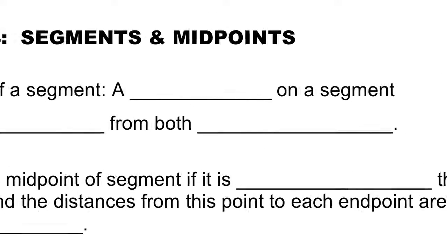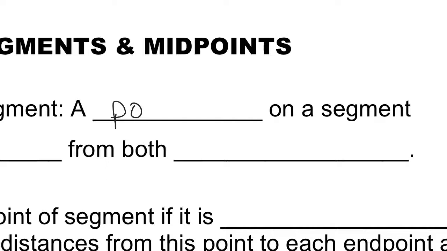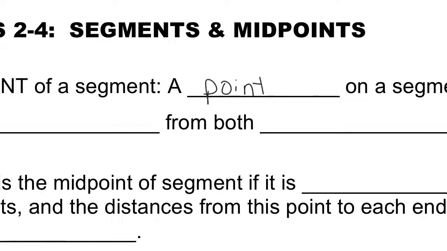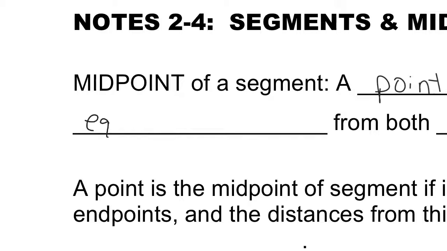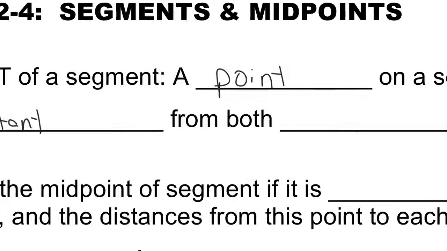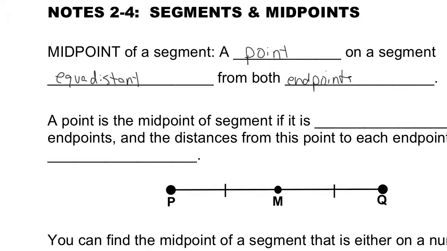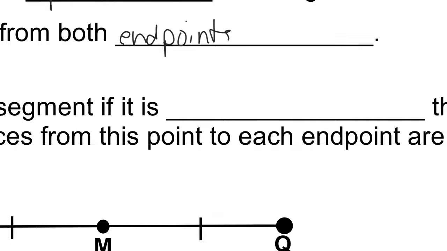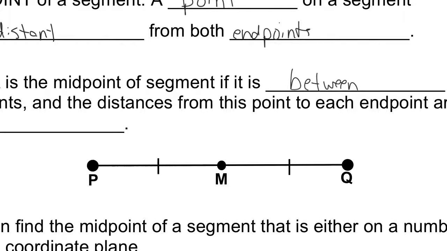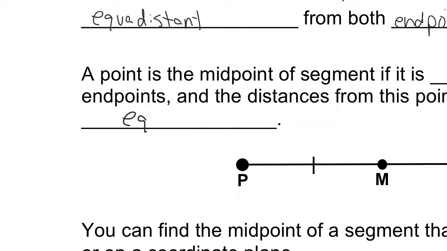A midpoint of a segment is a point on a segment that is equidistant from both endpoints. Remember, equidistant means the same distance from each side, so this is basically the exact middle of a line. A point is the midpoint of a segment if it is between the two endpoints and the distance from this point to each endpoint are equal.